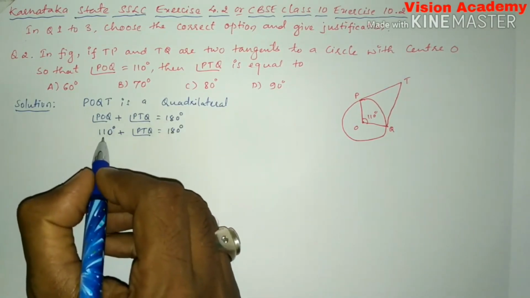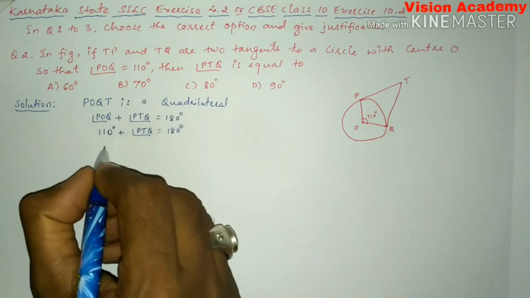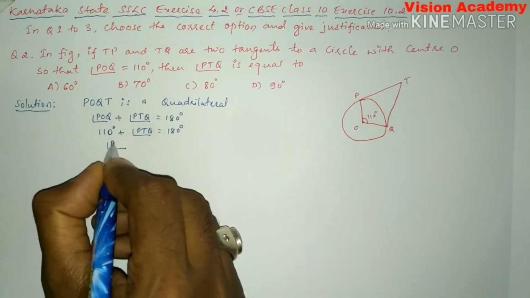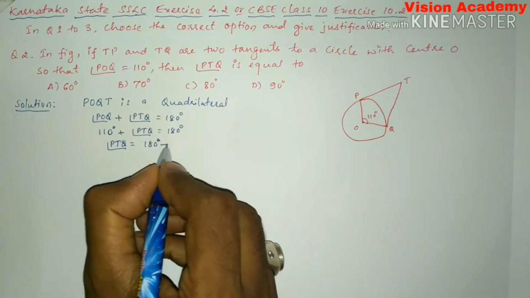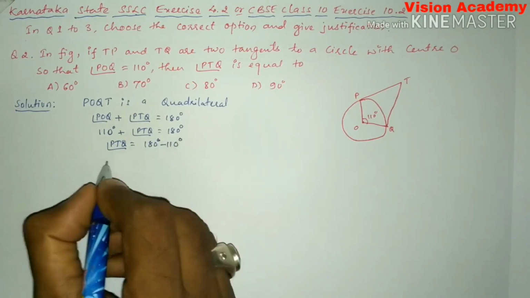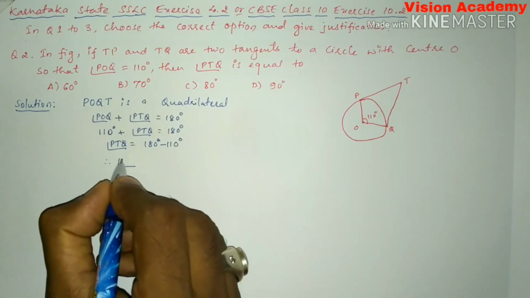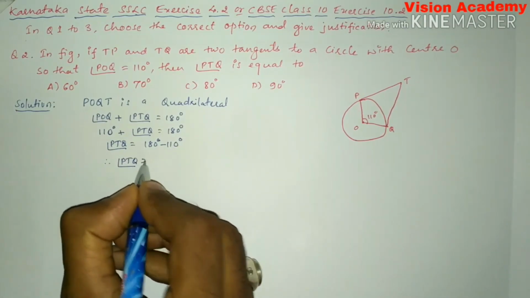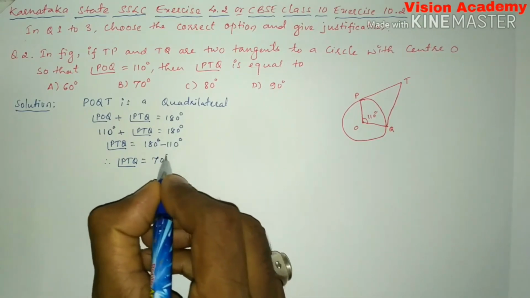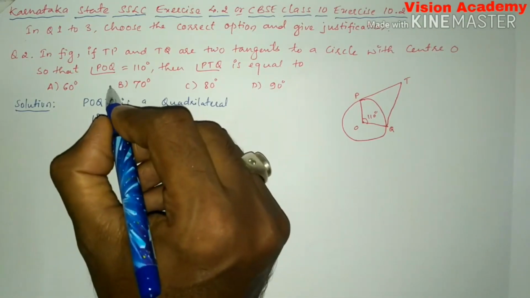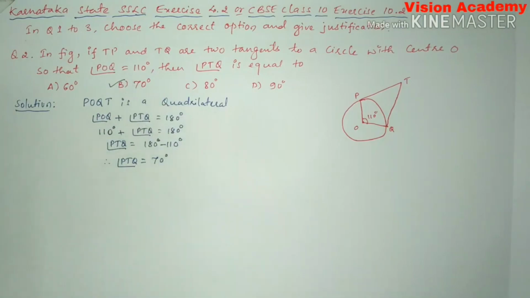Now transform this 110 from LHS to RHS, it will become angle PTQ is equal to 180 degree minus 110 degree. So therefore angle PTQ is equal to 180 minus 110 is 70 degree. Here the right option is B.